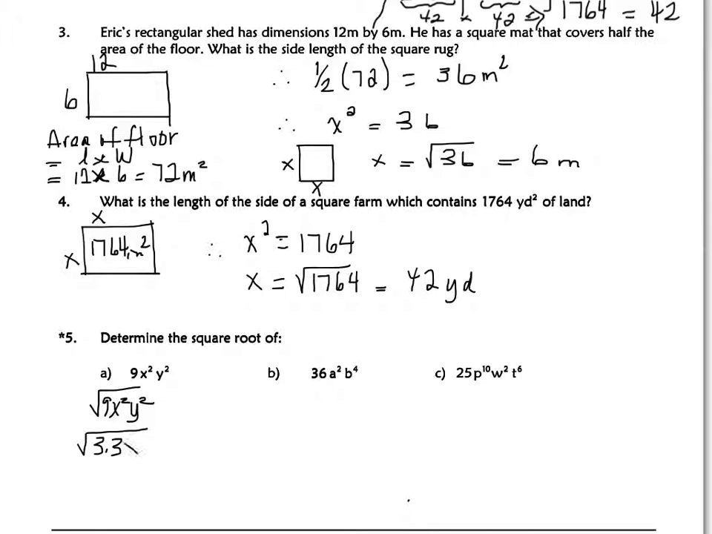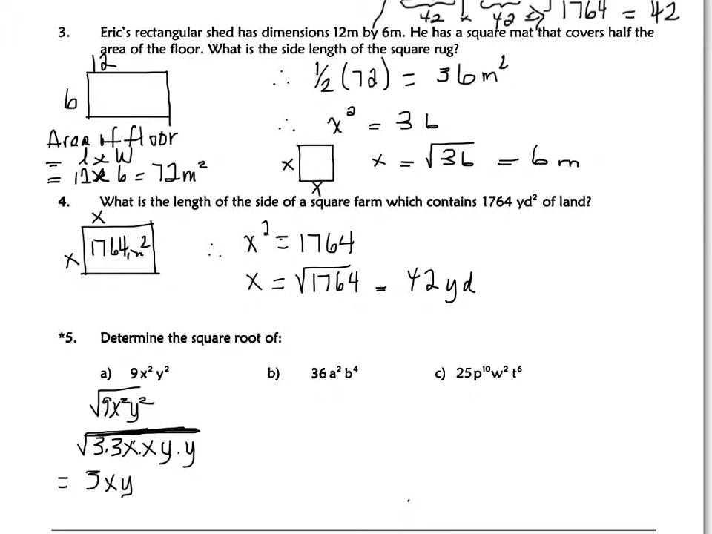And x squared is x times x. And y squared is y times y. So if something is a perfect square, then it has a nice square root. The square root of 9 would be 3. The square root of x squared would be just the x. And the square root of y squared would just be the y.